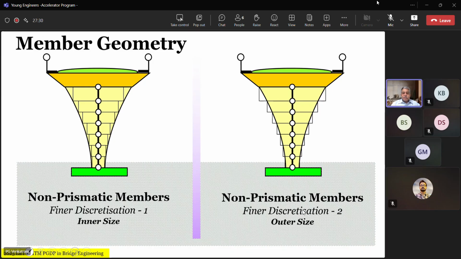Yes, Shojit, any opinion? So for the inner size, the stiffness will be lower, so it might result in a more conservative design. What is design? What is design?